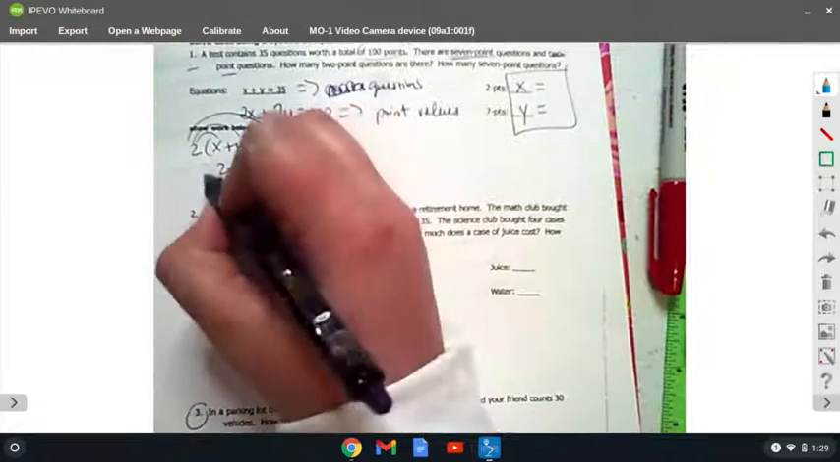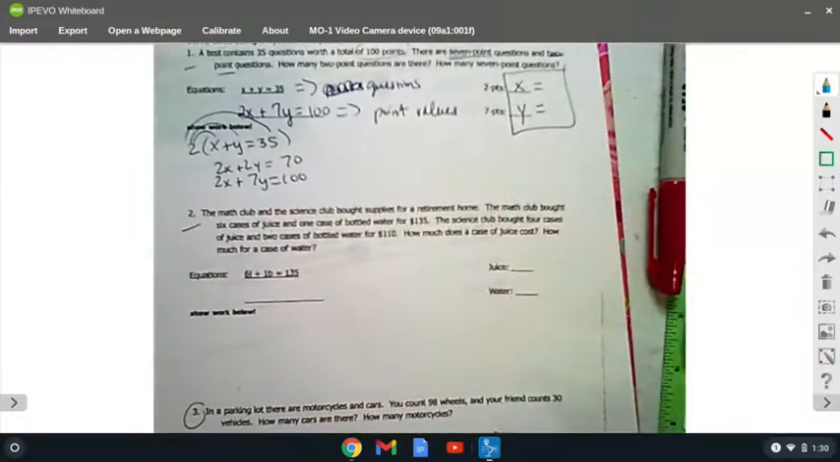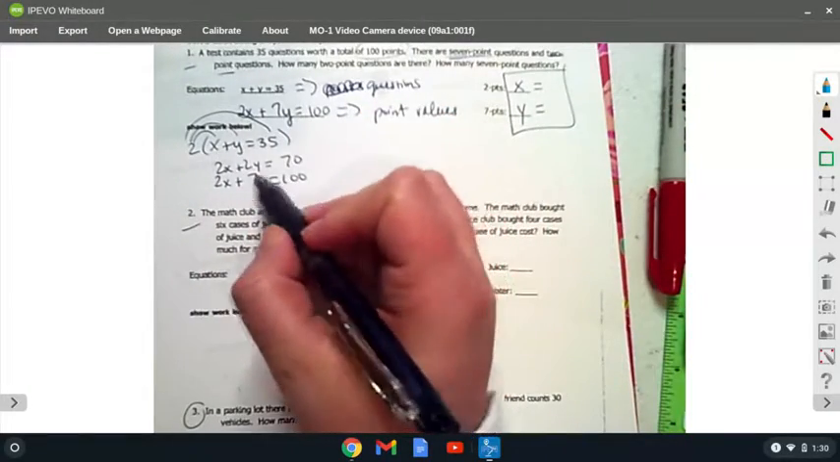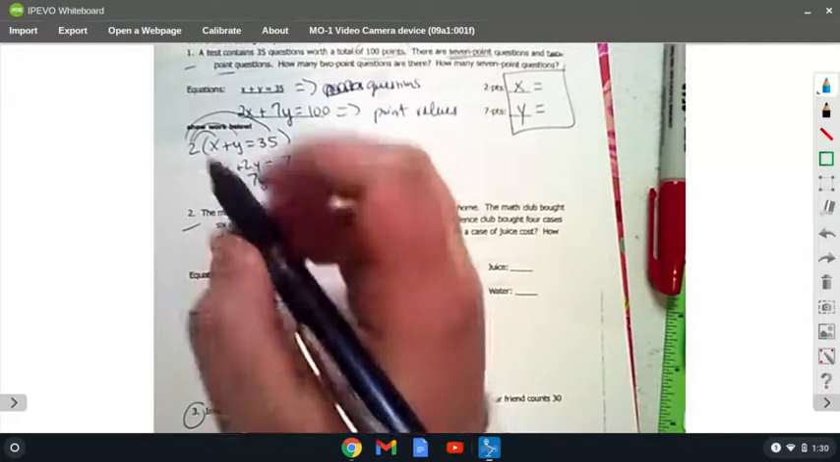So I have to distribute that 2. So 2 times X is 2X. 2 times Y is 2Y. And 2 times 35 is going to give me 70. Now I can eliminate here because I have 2 and 2. And they're the same sign, so I'm going to subtract down.